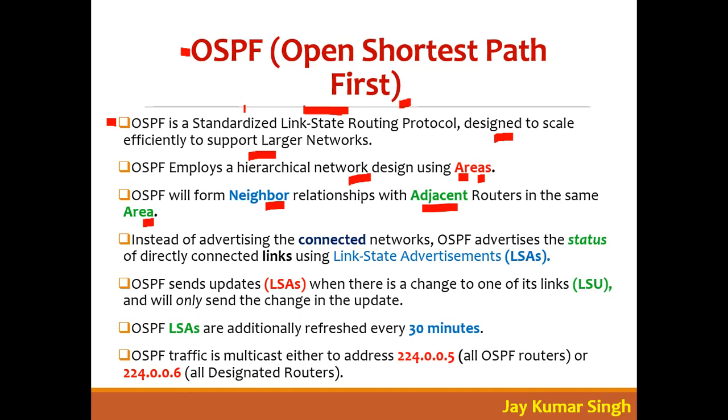The routers with which you are exchanging the database, those OSPF neighbor routers, are known as adjacent routers. Other routing protocols like RIP and EIGRP advertise their own connected networks, and OSPF is the same, but it is a little bit different as per the algorithm. OSPF advertises the status of directly connected links using LSA, link state advertisement.